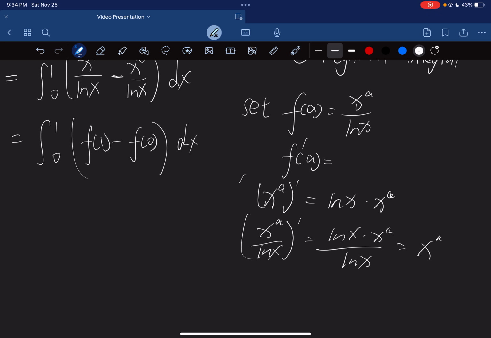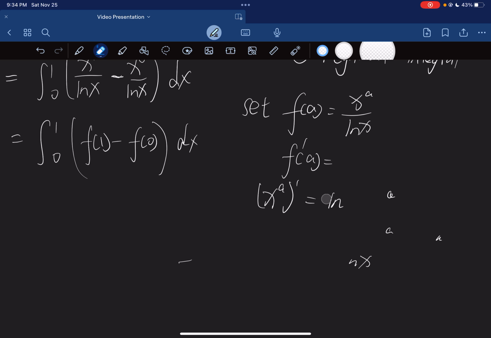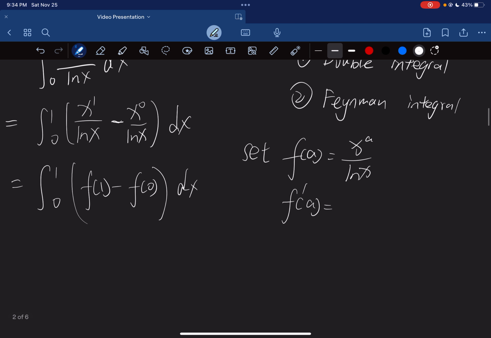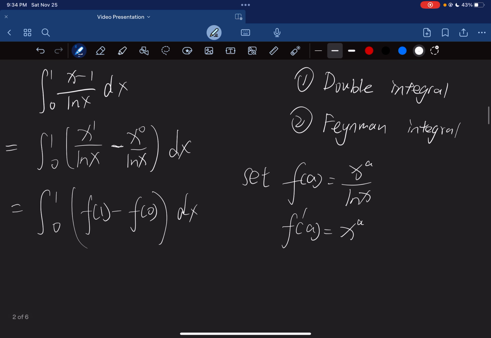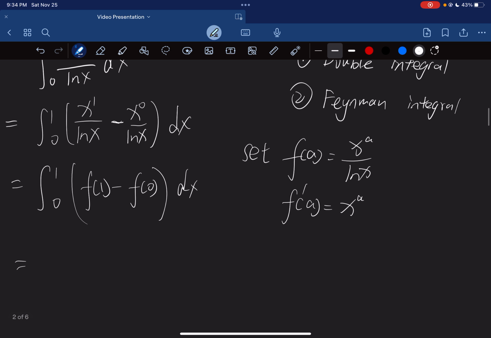These two differentiations are both treated as constants, because these two functions are with respect to a, right? So it's going to be x power a. And now we're going to move on, because we need to find the antiderivative of this equation.